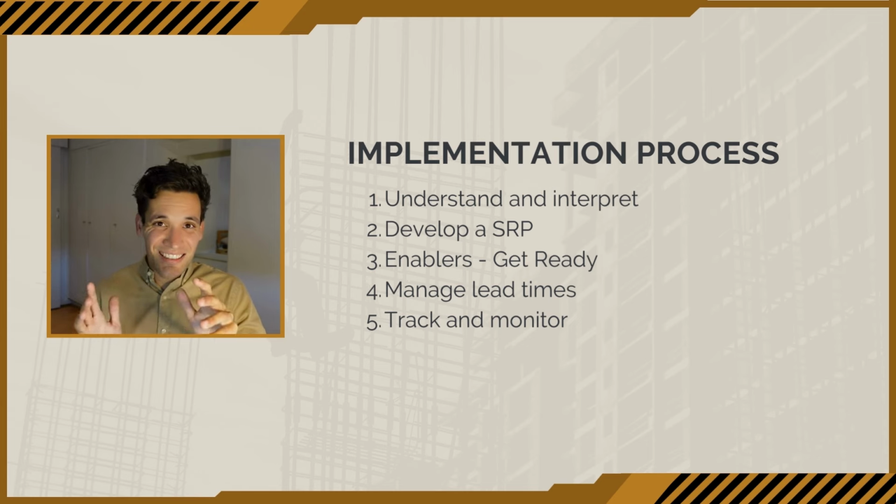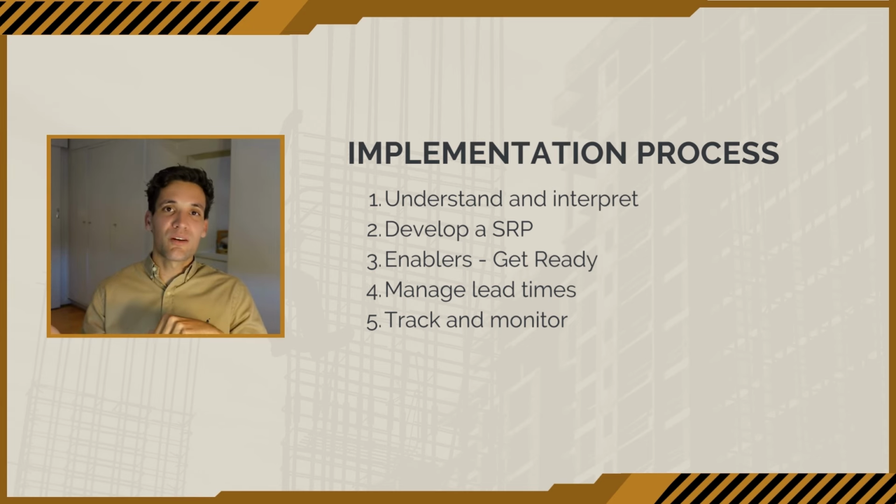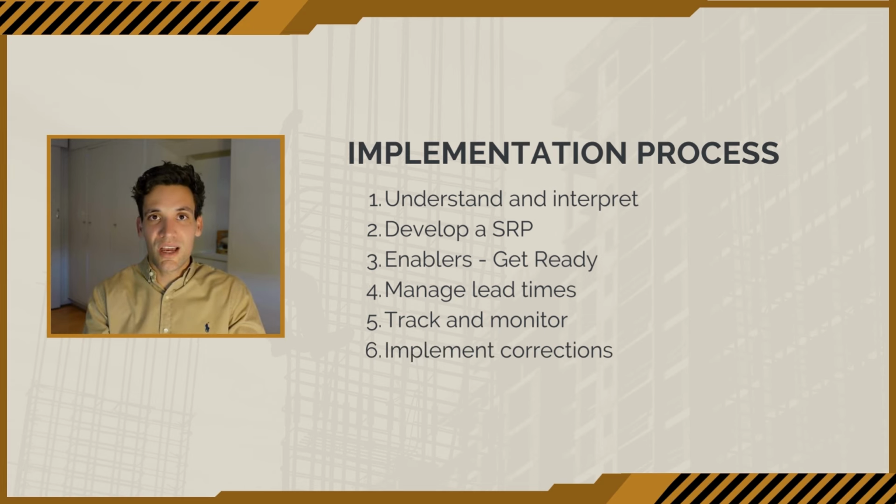We need to know exactly how much work is getting done versus our plan. And then if there's deviations from the plan, so if we're falling behind schedule, if we're not meeting our productivity targets, we then need to work out what's going wrong and implement corrective actions.